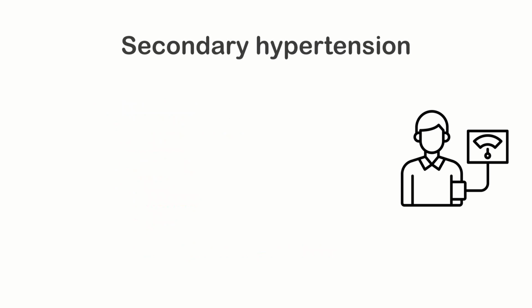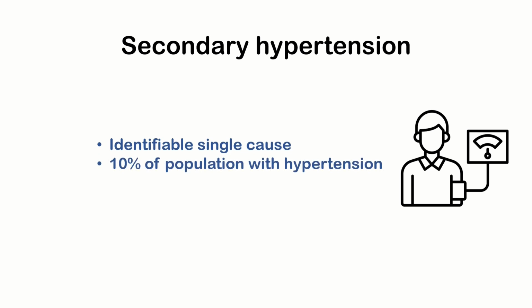In secondary hypertension, there will be a single identifiable cause. Out of the population with hypertension, around 10% of the population have secondary hypertension. People less than 30 years are likely to have secondary compared to primary hypertension.